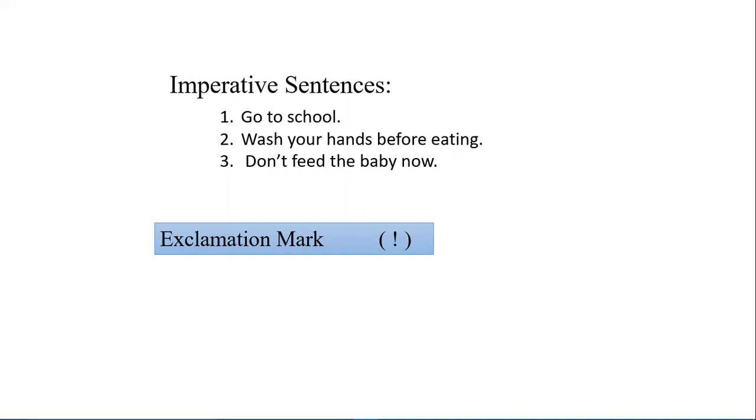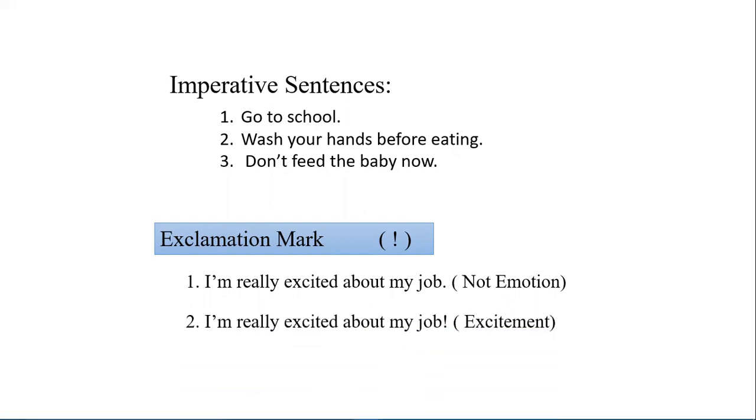And now let's come to the exclamation mark. I'm really excited about my job. There is no emotion here, so we have put a full stop. But if I use the same sentence, I'm really excited about my job! then there is excitement. So if you want to express excitement in any sentence, at that time we should use the exclamation mark to express the emotion.